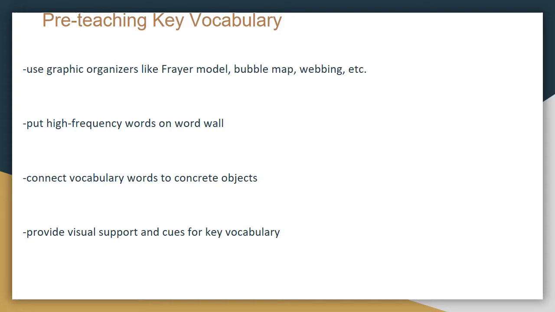So some ways that you could do this would be, you could use graphic organizers to pre-teach vocabulary like the Frayer model, or you could use a bubble map or some kind of webbing. You could put high frequency words on a word wall, and you could even make it an interactive word wall where students can use and group words together. Furthermore, you could also provide visuals for specific vocabulary words that are going to be discussed in the lesson to provide contextual support. Or you could also provide concrete objects, realia, to represent the things that you're discussing in the lesson.